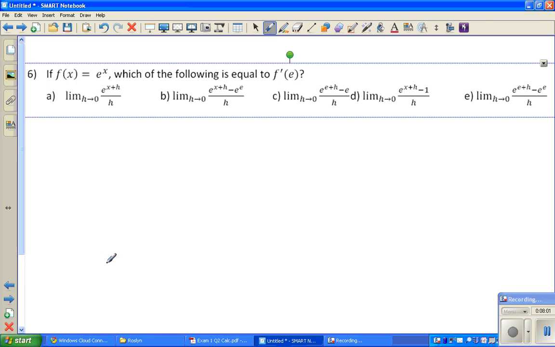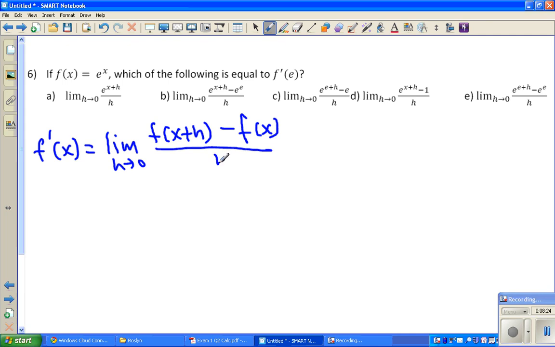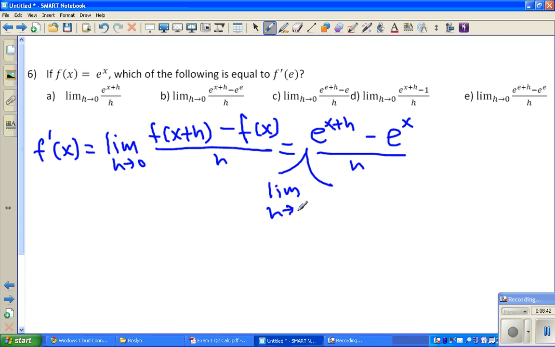All right, number 6. Now, as you can see from here, we are looking at the definition of derivative. Here we realize that f prime of x must be equal to the limit as h approaches 0 of f of x plus h minus f of x all over h. Now since f of x here becomes e to the x, then this must mean e to the x plus h minus e to the x over h. Whoops, I forgot to write the limit as h approaches 0.